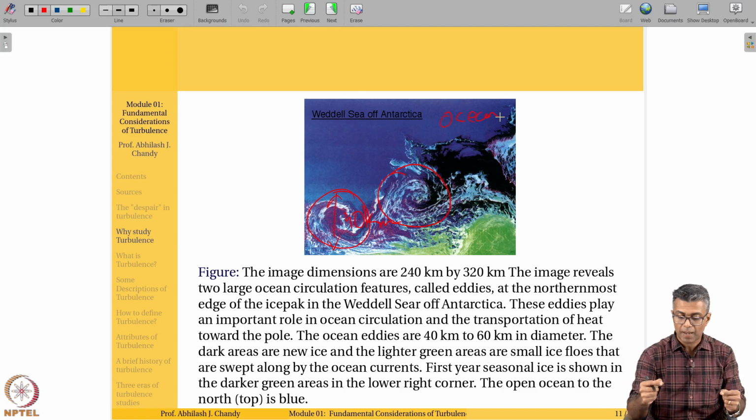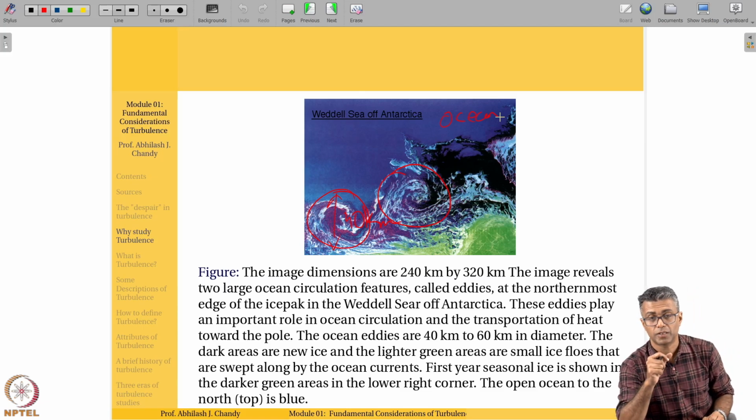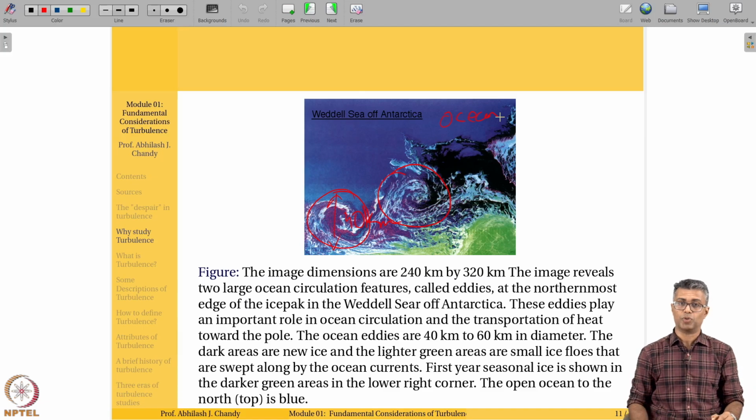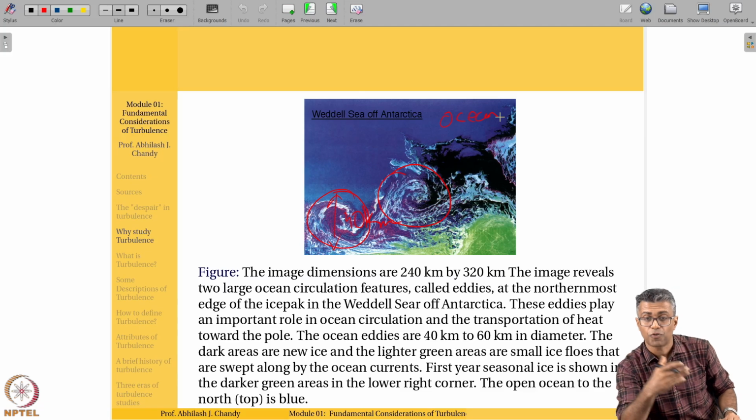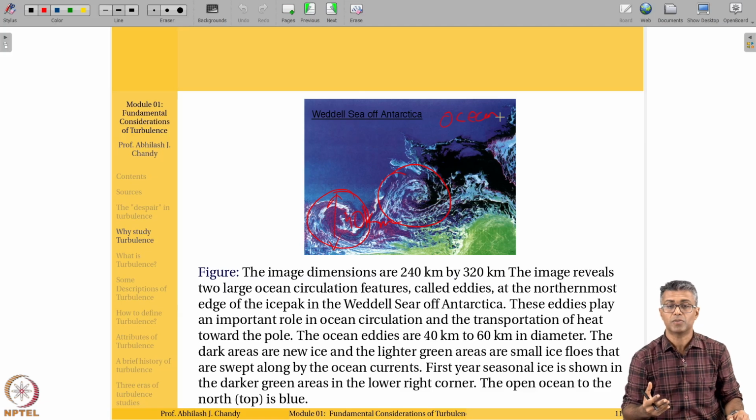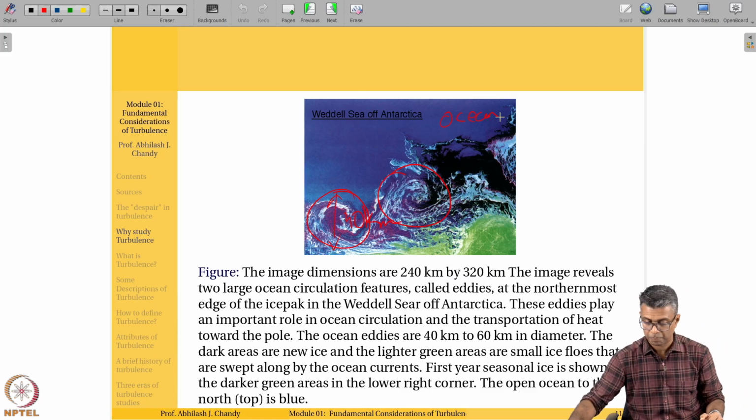So this is an example of turbulence that we see in nature that has implications on, say, the ice formation in Antarctica, because it affects the way the heat is transported. So if the ice formation is affected, the weather changes accordingly. This has implications on weather patterns. This is a prime example of that.